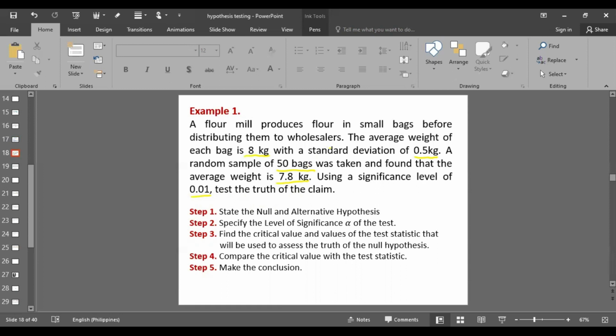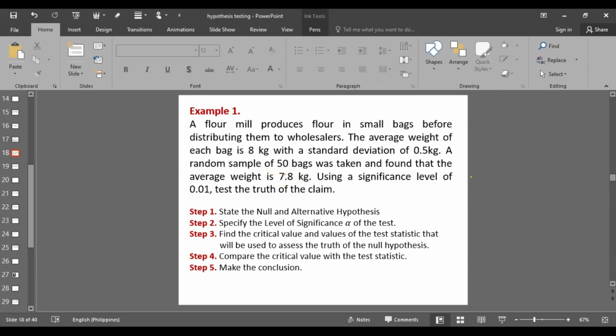So example number 1, kiniklaim daw ng isang flour mill na ang average weight ng each bag ay 8 kilograms. Ngayon, kumuha ng 50 random sample bags. And nakita na 7.8 kilograms lang yung average weight. Now, we have to conduct hypothesis testing kung tama ba yung kiniklaim talaga na 8 kilograms yung average weight ng each bag, considering the other given in this problem.